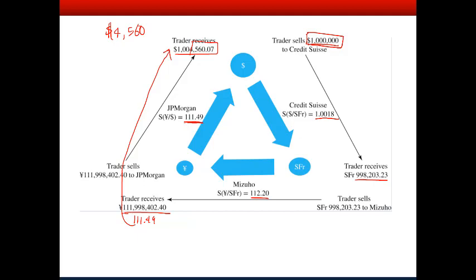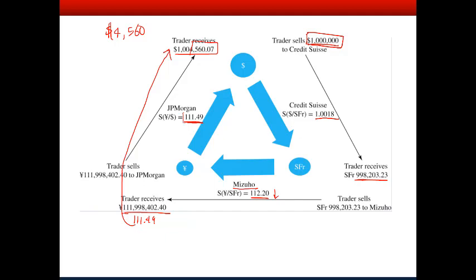Well, as more traders see this opportunity, what they're going to do is bid up the demand for Swiss francs in this step of the transaction, so going from dollars to Swiss francs. So that's going to make Swiss francs a little bit more expensive in terms of dollars. That means you won't receive quite as many Swiss francs here. Then they're also going to offer more Swiss francs for yen at Mizuho, which is going to make the yen price of Swiss francs go down a little bit. There's going to be a little extra supply of Swiss francs coming into Mizuho in the yen to Swiss franc market. So that'll make that price fall.